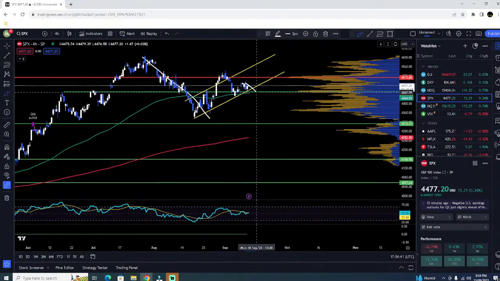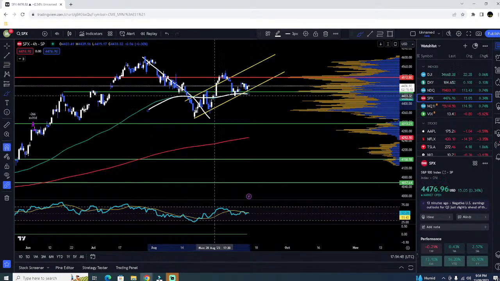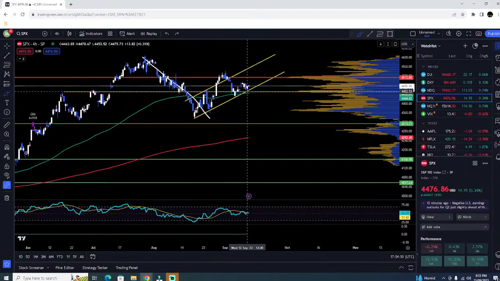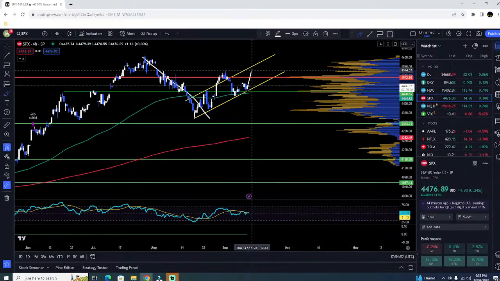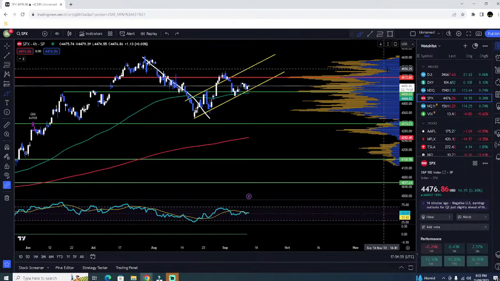So downward movement, and then again trying to find support over here. The 4-hour 50 moving average in green is also here, so hopefully it finds nice support and tries to bounce from here. So this is Nasdaq and S&P.